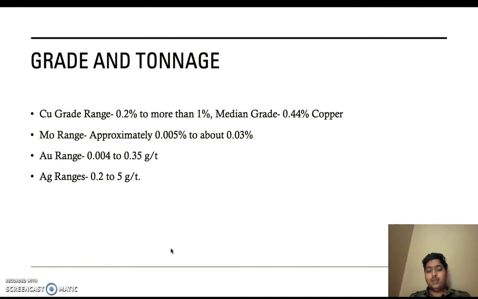that is around 1,800 grams per ton to more than 9,000 grams per ton, with other elements like molybdenum ranging from approximately 0.005% to 0.03%. Gold is ranging from 0.004 grams per ton to 0.35 grams per ton, and silver is ranging from 0.2 grams per ton to 5 grams per ton.